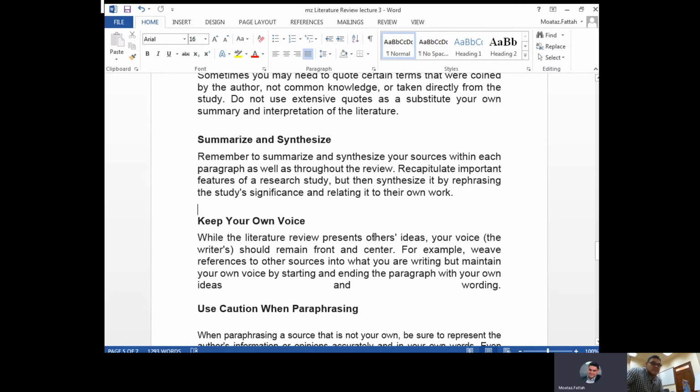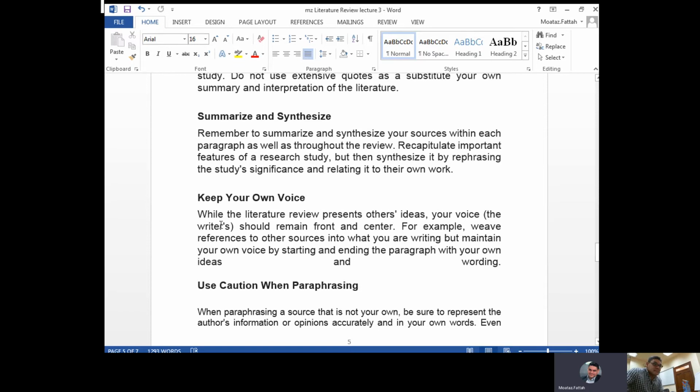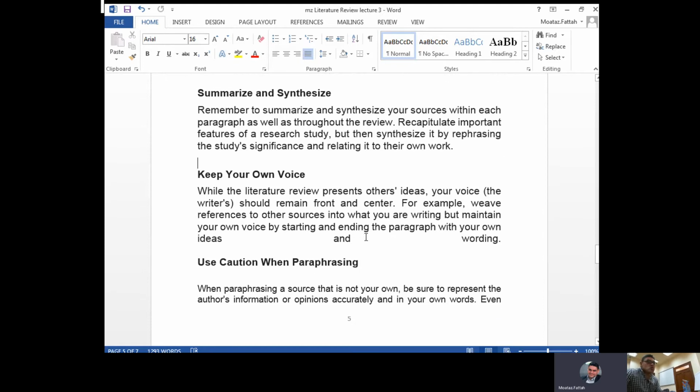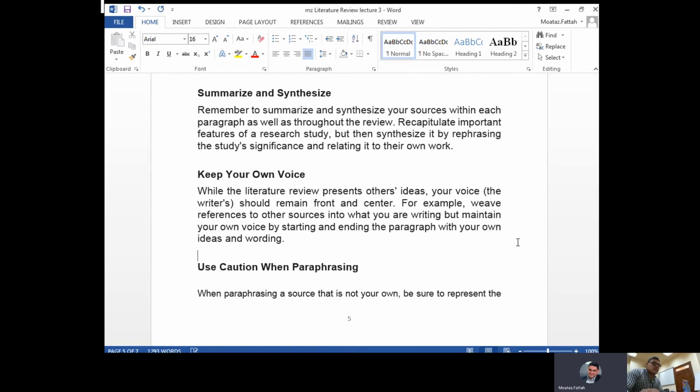While the literature review presents others' ideas, your voice, that is the writer, you as a student, should remain front and center. I need you to be there. You might even want to say, this kind of definition that was adopted by XY is going to be good for me, for this piece of research. Or this piece of research does not belong to this tradition that I have just described. Why? For the following reasons.